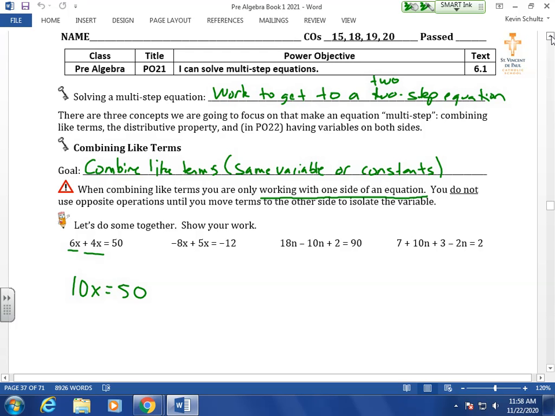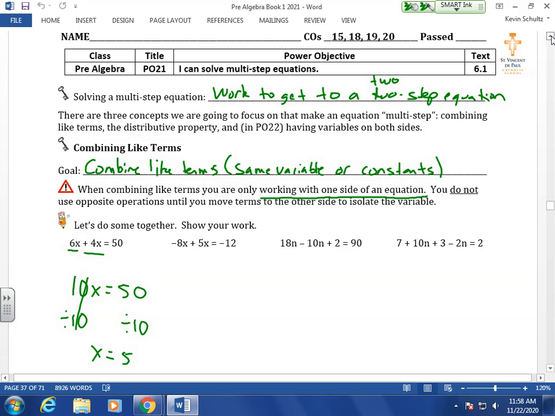Now that I've got the equation 10x equals 50, and I can't do any more simplifying, now I say, okay, I'll use opposite operations because I want to actually move that 10 over to the other side, or undo that operation of what's being done to x. I'm actually solving now. The first step was just simplifying. Now I'm actually solving. Divide both sides by 10 and x equals 5.